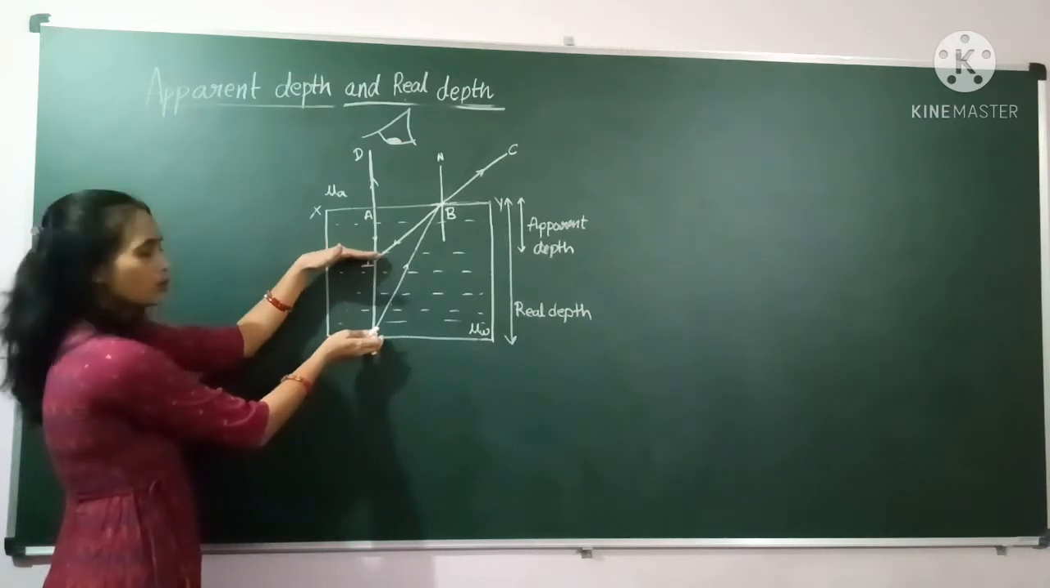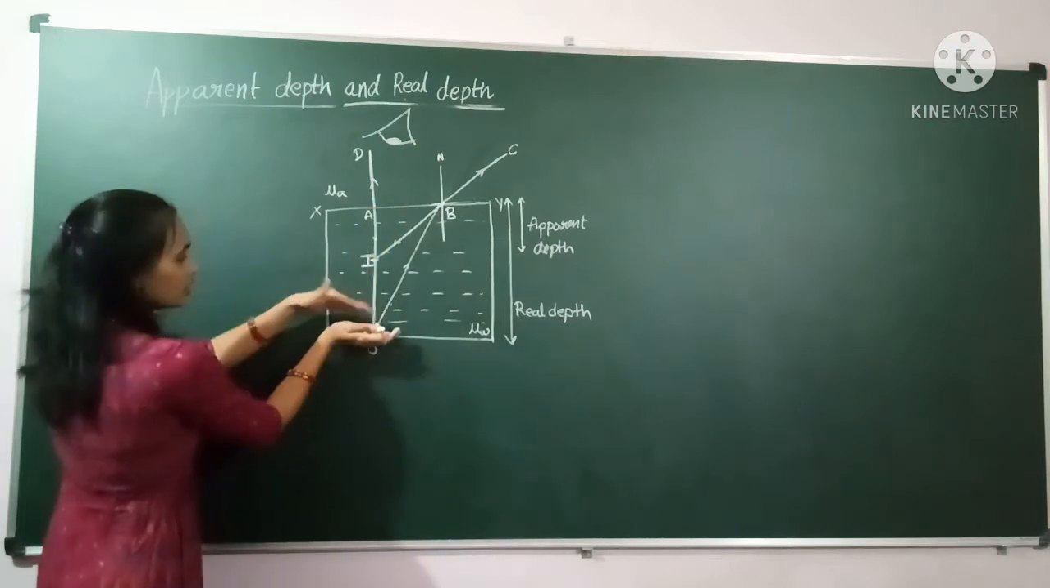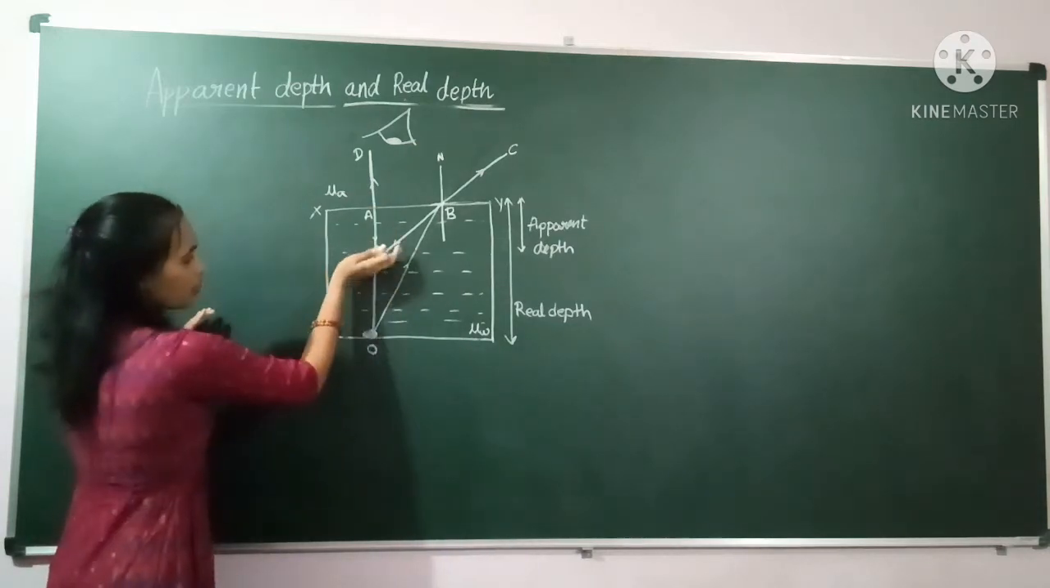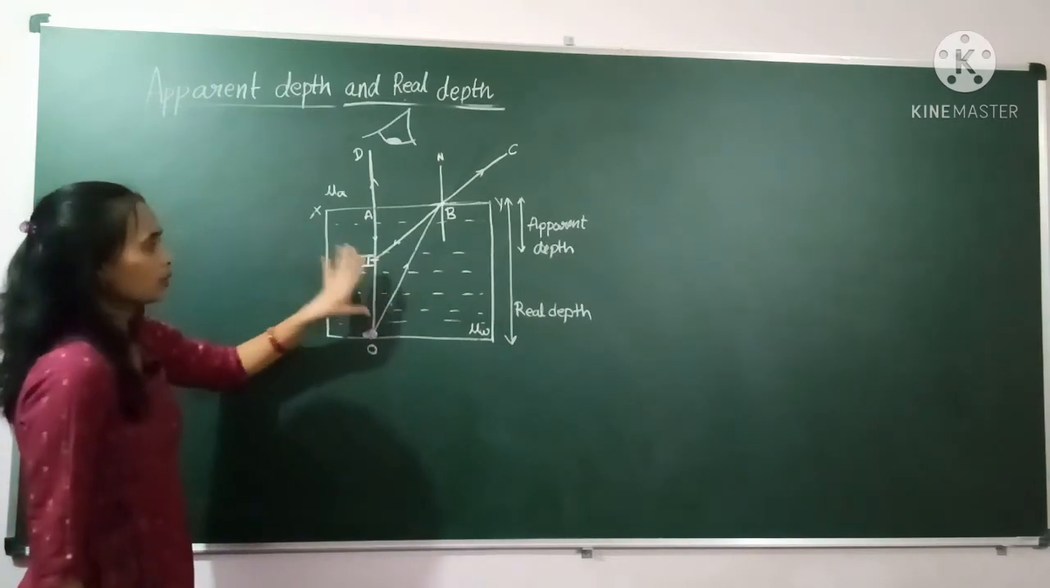So this distance we will call the normal shift. Why do we call it the normal shift? Because it is shifting perpendicular to this surface, in this way, perpendicular, so we will call it the normal shift. That we will calculate later.